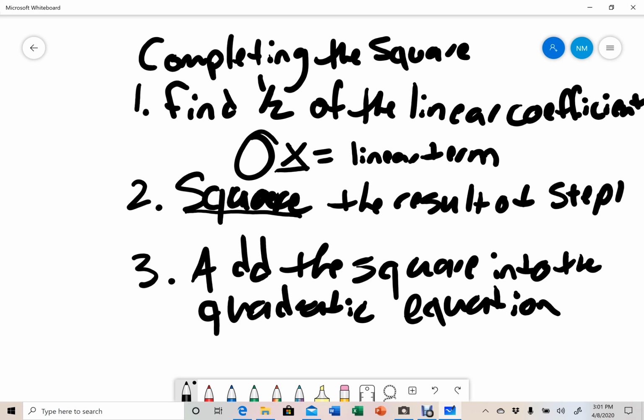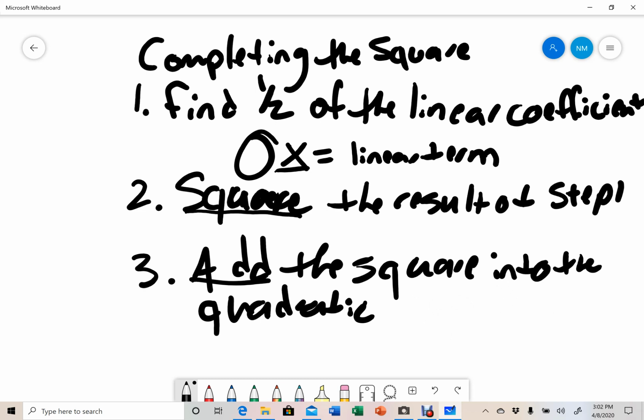Okay, so we find half of the linear coefficient, that's our x term. We find that by multiplying 1/2 times whatever this number is. Then we take that answer and we square it. And once we've squared it, we're just going to add it back into our quadratic. Okay, it's technically not an equation because it's not really equaling anything, but you know what I mean. So we add that back into the quadratic.